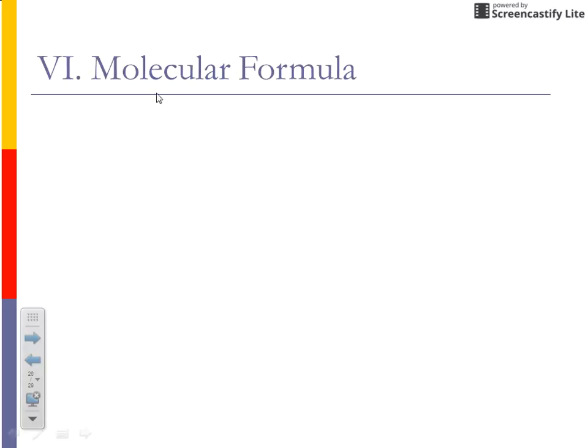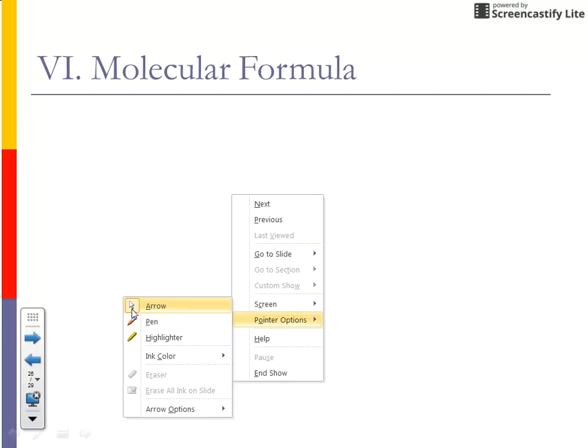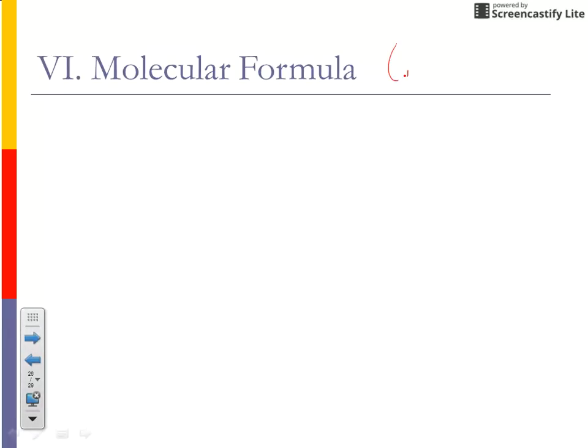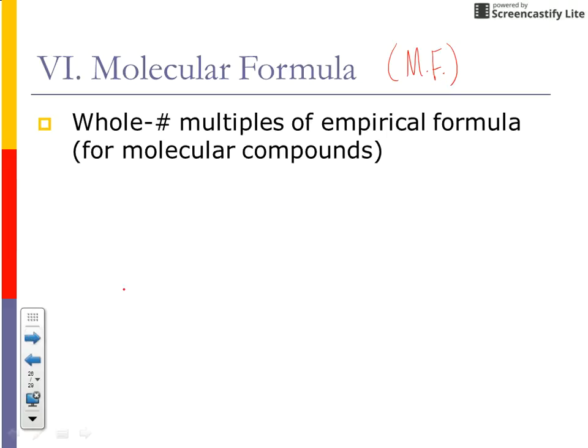Today we're going to look at how to calculate molecular formula. And molecular formula, if you want to abbreviate that, you can abbreviate that MF for short. The molecular formula is just a chemical formula with a whole number of multiples of an empirical formula. And this does apply to molecular compounds. Remember, molecular compounds are when you have two or more nonmetals bonded together.